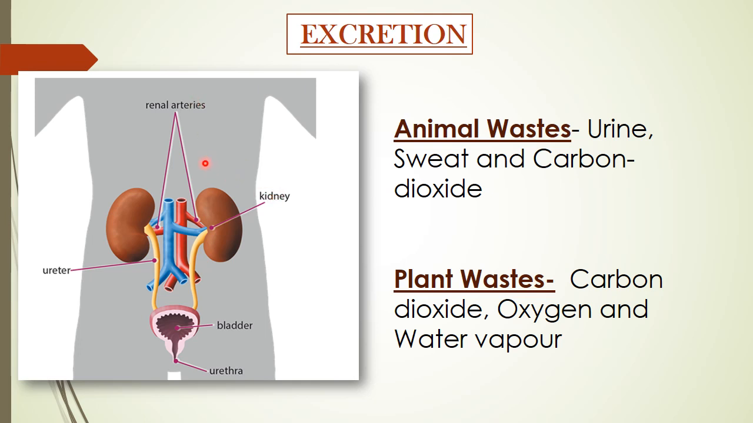In animals, the kidney is the important organ that removes waste from the body. Animal wastes are mainly urine, sweat and carbon dioxide. Plant wastes are carbon dioxide, oxygen and water vapor. Some other examples of waste produced by plants are gum, resins, and the white fluid in rubber trees.